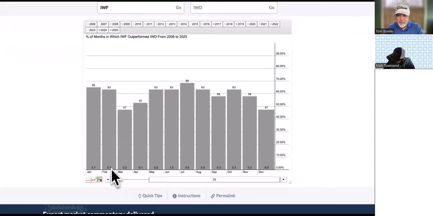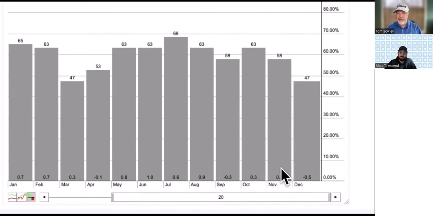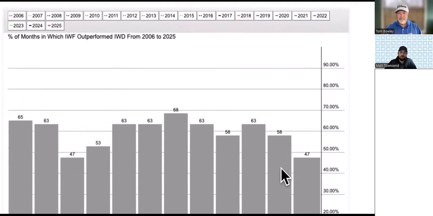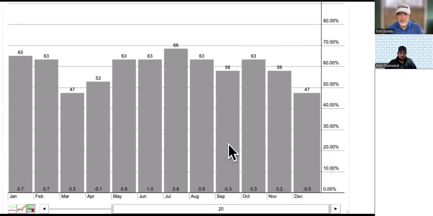Then we get into the second month, which is February, May, August, and November, and I come up with 0.7, 0.8, so that's 1.5, 0.9, that's 2.4, and then 0.2, 2.6. So in the second month of the calendar quarter, going back 20 years, growth outperforms value by 2.6% in those months within those quarters.